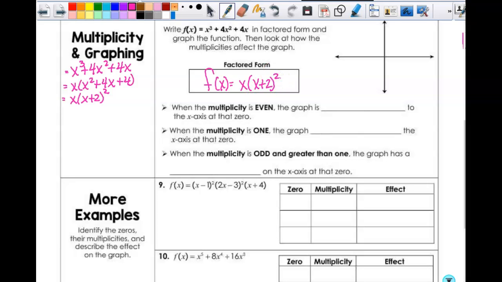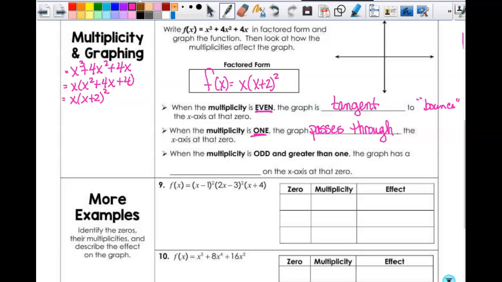Right? So what we talked about on Friday is that when the multiplicity is even, that's when we have our bounce, right? But what's the real word for that? How is it related to the x-axis? It's tangent, good. The graph is tangent to the x-axis, and that is your bounce. Okay. When the multiplicity is 1, nothing fancy happens. It just passes through the x-axis at 0. We can't say it intersects because it intersects when it's tangent also.